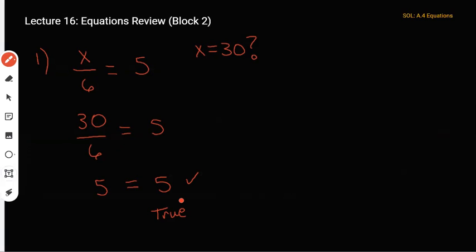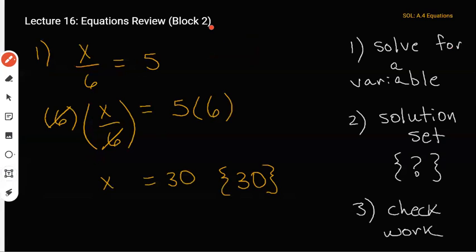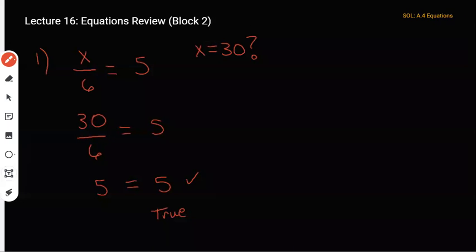Now, only the numbers that work are going to be placed inside your solution set. So going back to the previous slide, once we figured out that x is 30, then that's the number that I'm going to put inside of my solution set. And when you check your work, it's pretty easy because all you're doing is starting off with that original equation, x divided by 6 is equal to 5, and I'm just letting x be 30. Then I simplify the left side until I get to that true statement, 5 is equal to 5. Okay? Let's try number 2.